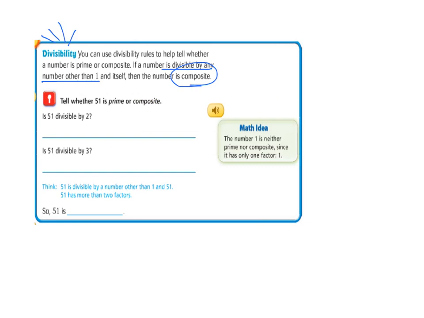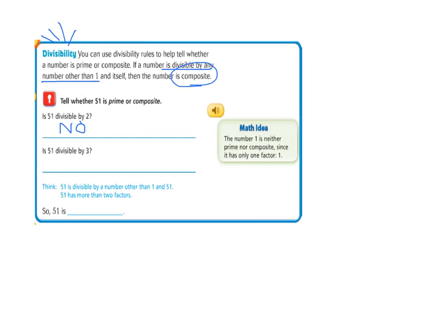A number can't be odd and even, so we're going to use those exact examples to help us figure out prime and composite. So let's think about 51. Is 51 divisible by 2? It's an odd number, so no, 51 is not divisible by 2. Is 51 divisible by 3?